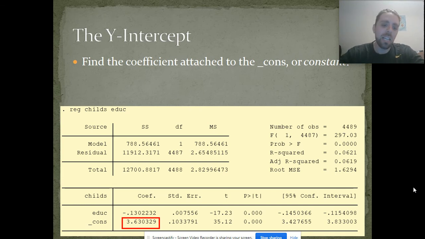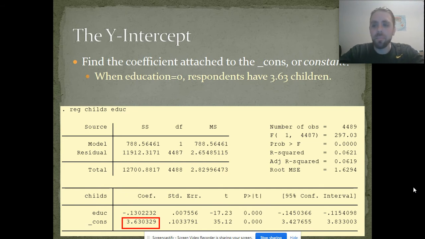The baseline here, when education equals 0, Y, or number of children, equals 3.63. So what's my interpretation there? Very simply, I would say when education equals 0, respondents have 3.63 children. Voila.